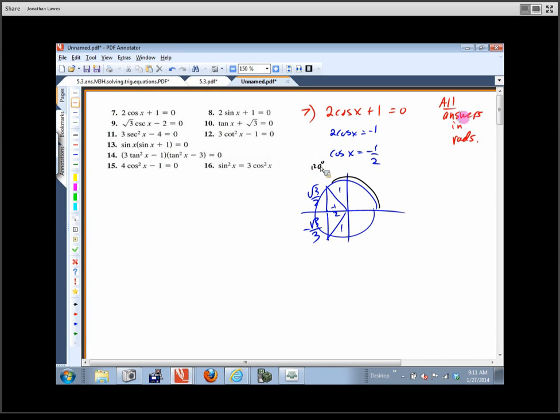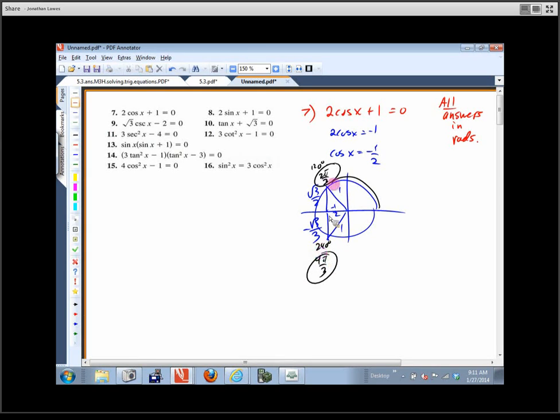120, or if we're going to answer in radians, 2 pi thirds. So there's one answer. Okay, and then this reference angle would also be 60. That would make this 240 degrees, or in radians again, 4 pi thirds. Okay, and then is this all the answers?